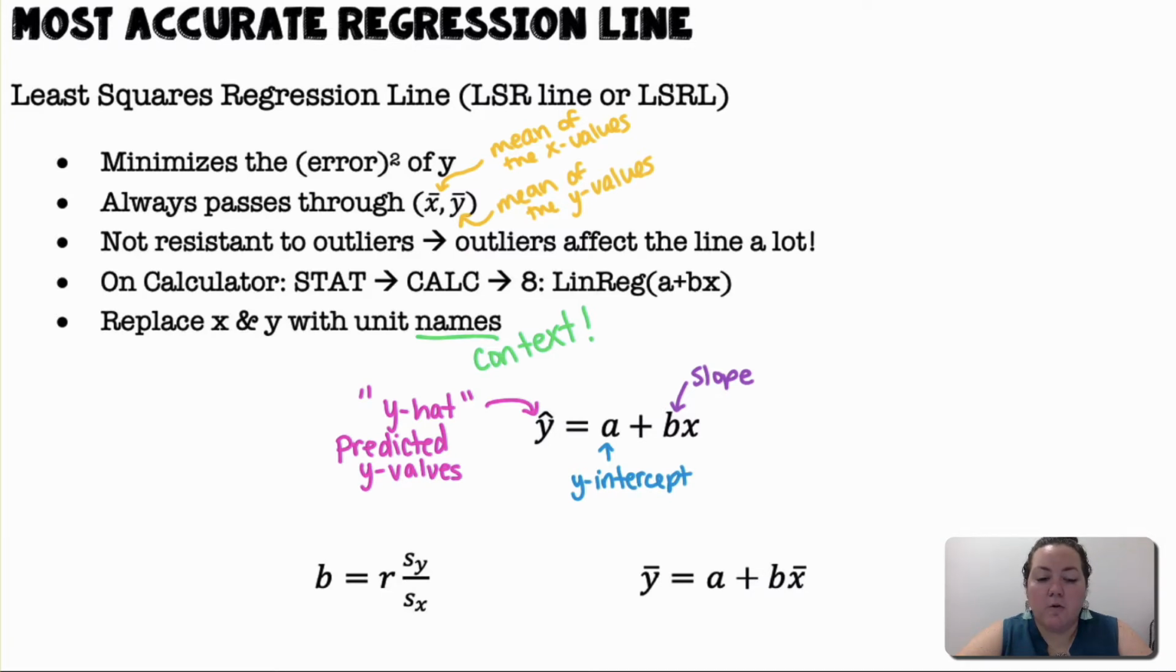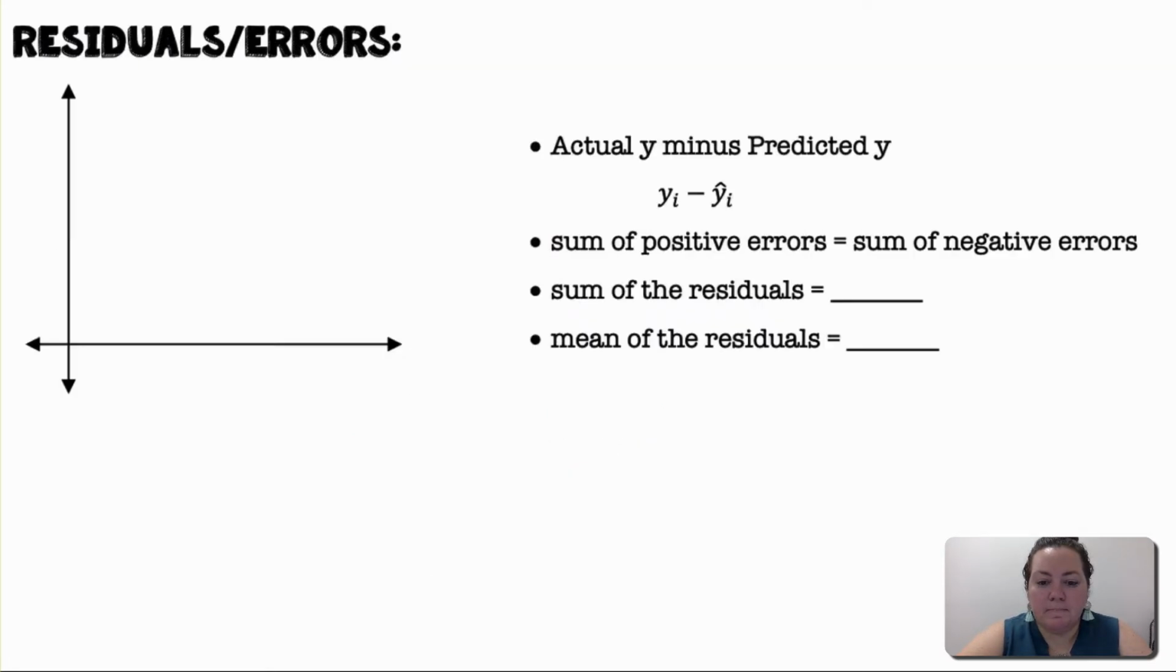There's a formula for slope, which is the correlation times the standard deviation of y divided by the standard deviation of x. And another formula you could use to find the y-intercept, given the slope, if you know the mean of x and the mean of y: the mean of y is equal to a, the y-intercept, plus b, the slope, times the mean of x.